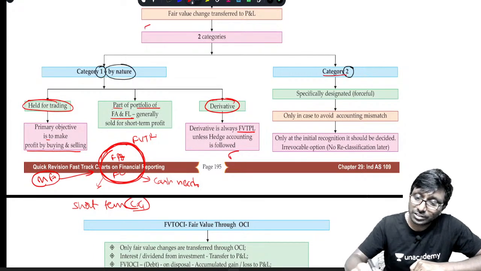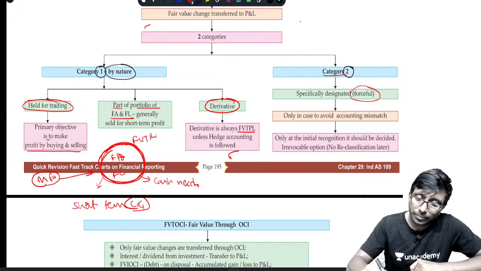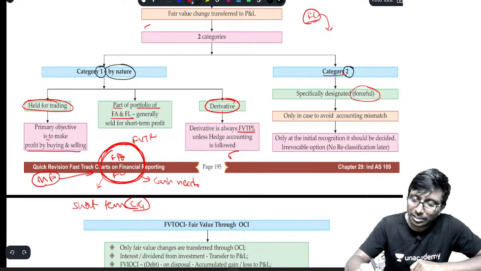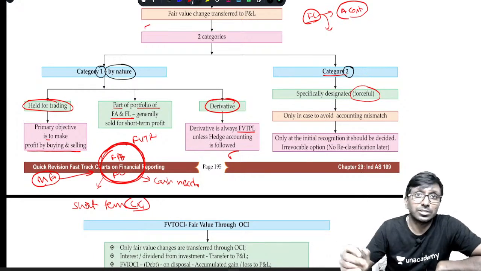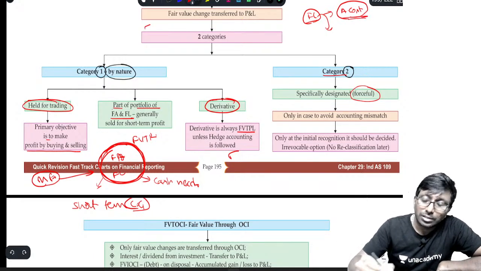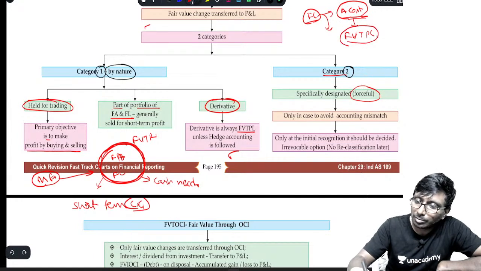This is a forceful classification. Listen, in case of financial liability only, this option is available. A financial liability is always classified as amortized cost. Agree? Yes, amortized cost. But forcefully you can bring it to FVTPL. It is possible. Why are you bringing it to FVTPL? This is to avoid accounting mismatch. One concept you must have heard.